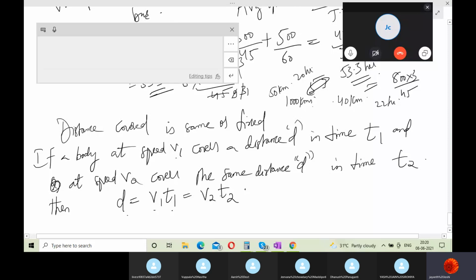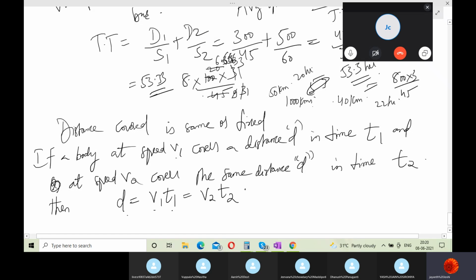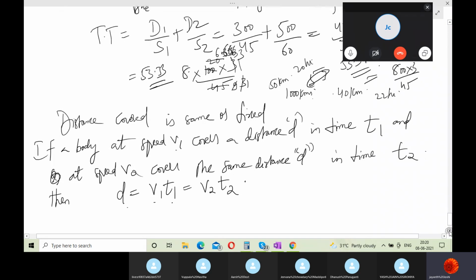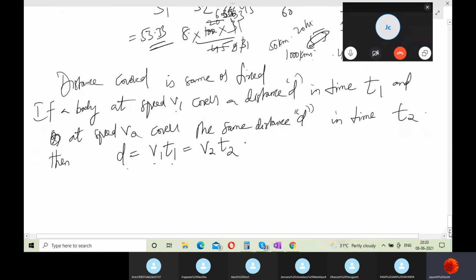Okay. So this equation is very crucial. With this equation, I am deriving one formula. Okay, I am giving you one more concept. Then I will give you a question on that concept.